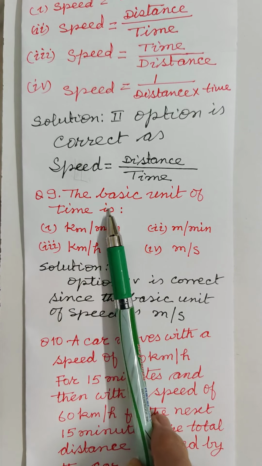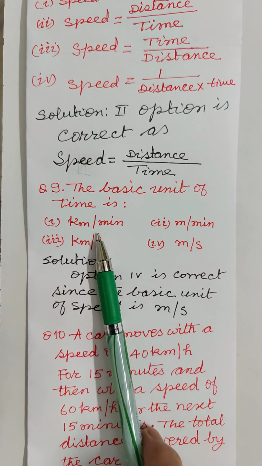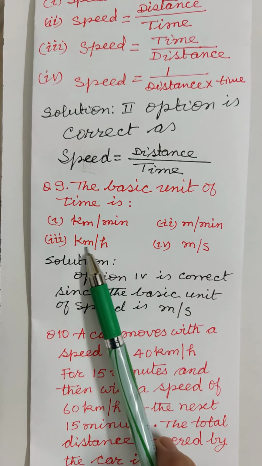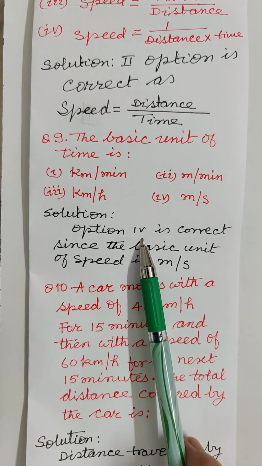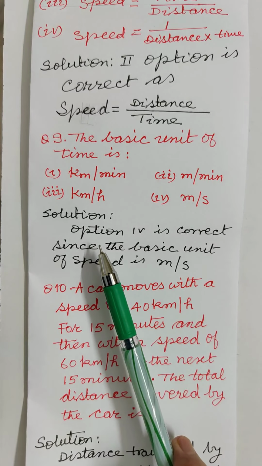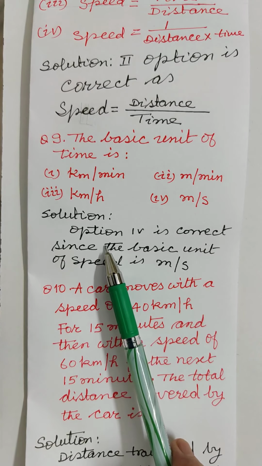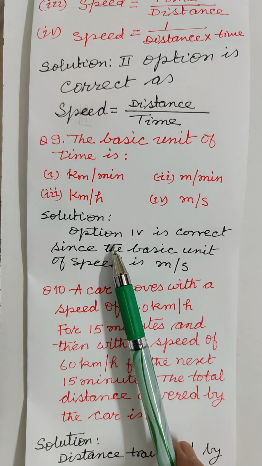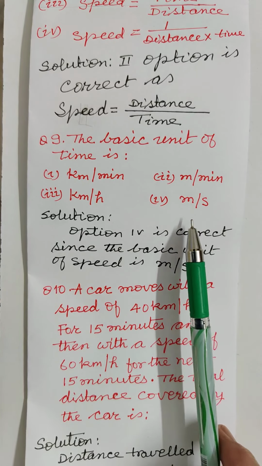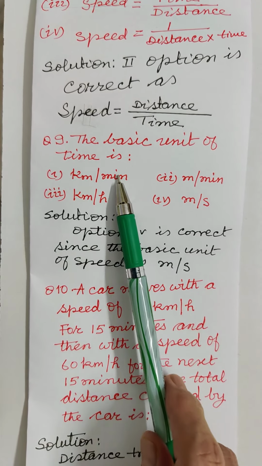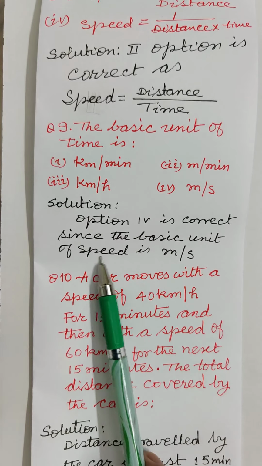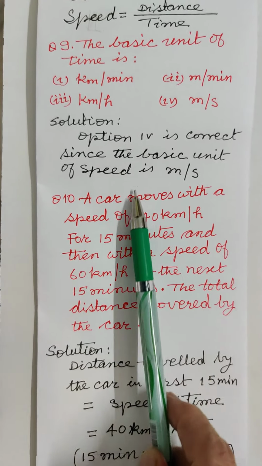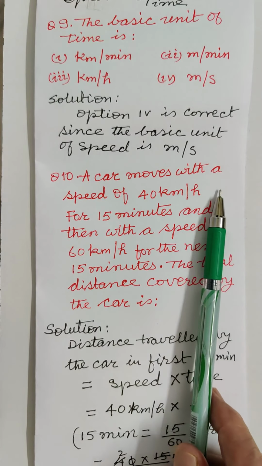Now question number 9. The basic unit of speed is: kilometer per minute, meter per minute, kilometer per hour, meter per second. Option 4 is correct, since the basic unit of speed is meter per second.